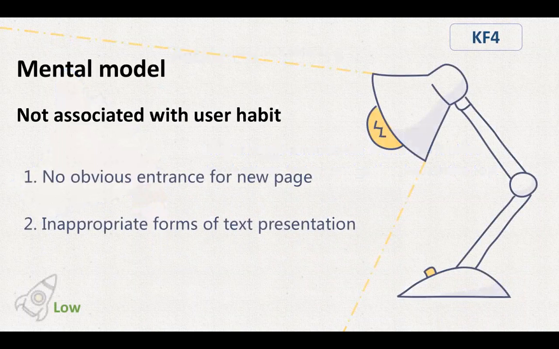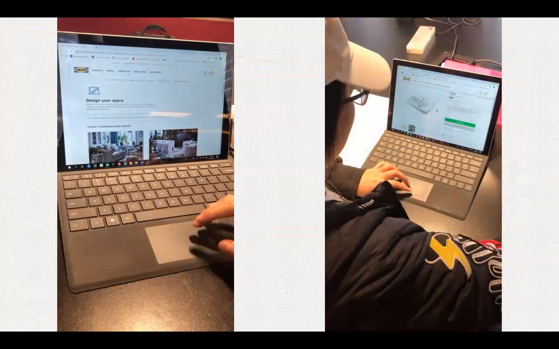Last issue is in the category of mental model. IKEA does not follow most users' mental models sometimes. The first clip shows the designing page, misleading users to click without anything happening.